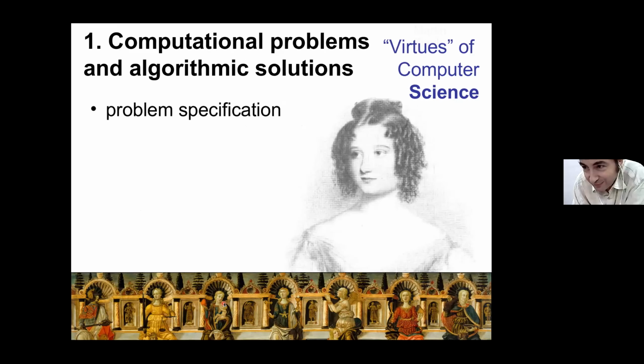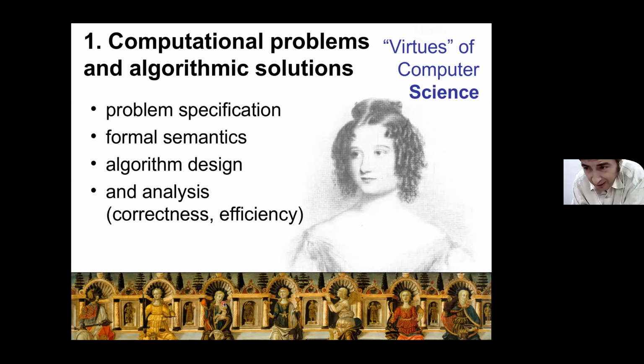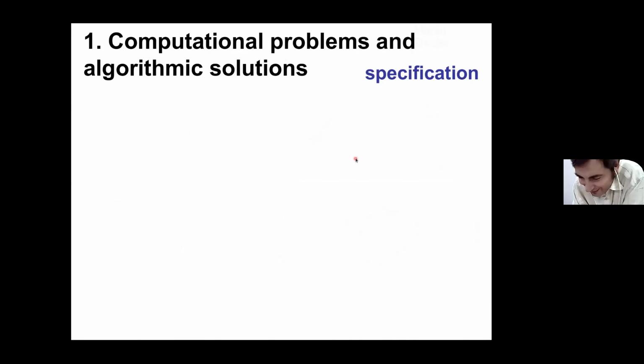So now, this is Ada Lovelace, if you do not know. She is known as the first programmer. She was a friend of Charles Babbage, the machine designer.